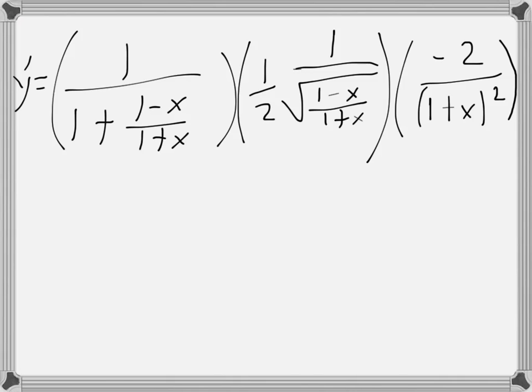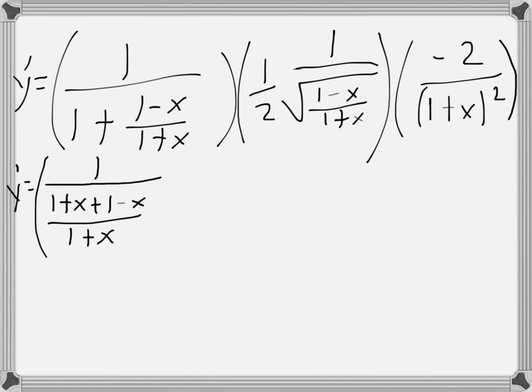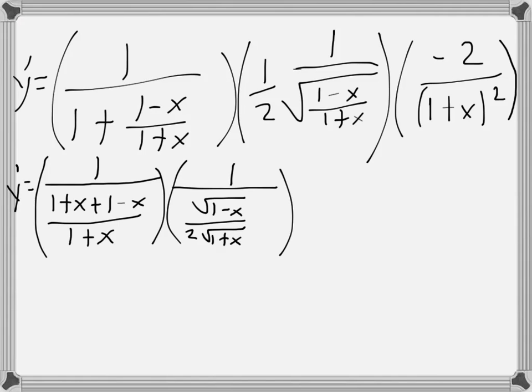Okay, well, let's keep simplifying, so let's just look at each factor separately. The first factor, I would like to get rid of this complex fraction. So first, let's do a common denominator on the denominator. So that would be 1 plus x plus 1 minus x all over 1 plus x. And then let's try to make this one more clear as 2. This is the square root of 1 minus x divided by 2 square root of 1 plus x. So I can separate that square root. And then the last term I'll leave for now.